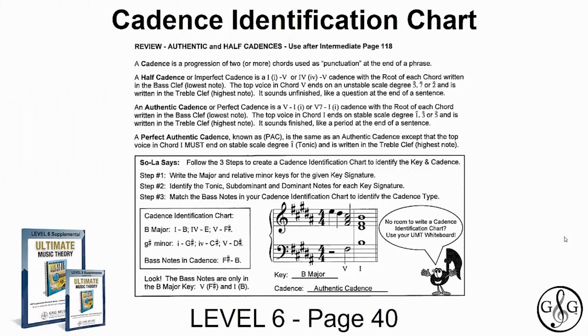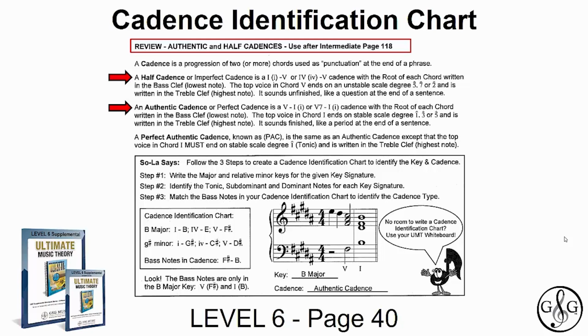In the Level 6 Supplemental Workbook, page 40, you will see the review of the authentic and half cadences to be used after Intermediate, page 118. Now here, you will review the half cadence, or imperfect cadence, and the authentic cadence, or perfect cadence.